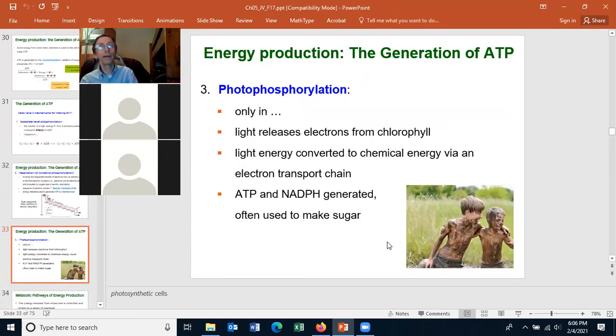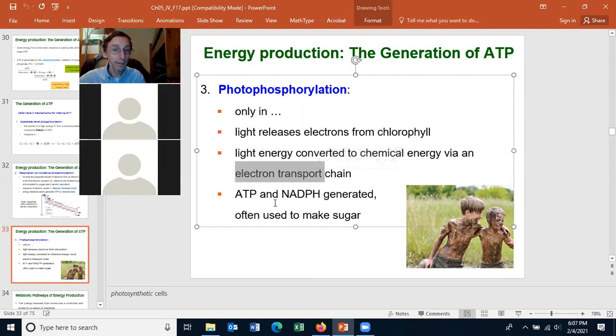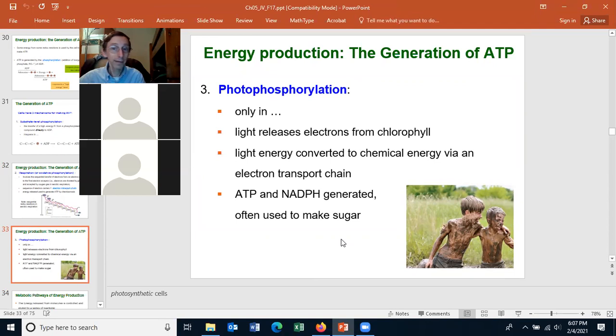The third way that cells can generate ATP is by photophosphorylation. This happens only in photosynthetic cells where light releases electrons from chlorophyll. The light energy is converted to chemical energy via an electron transport chain, and we'll talk about that later in the lesson. Ultimately, ATP and NADPH are generated, and they're often used to make sugar. So in photophosphorylation, the energy from light is stored as sugar. Photophosphorylation only happens in photosynthetic organisms, such as shown in this picture here.